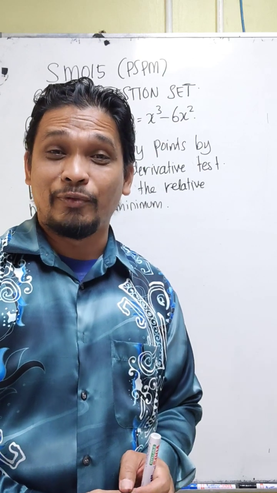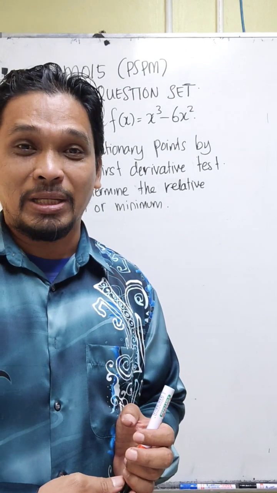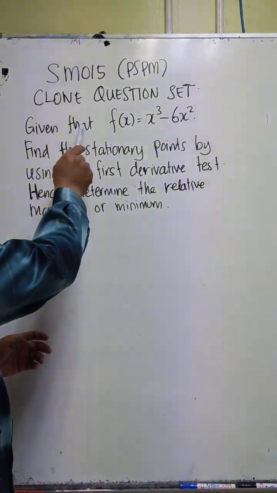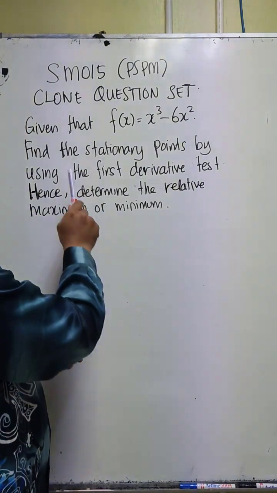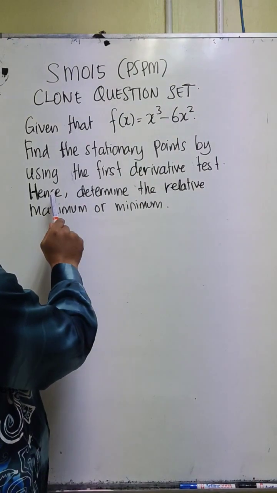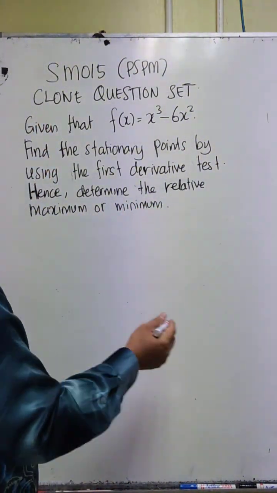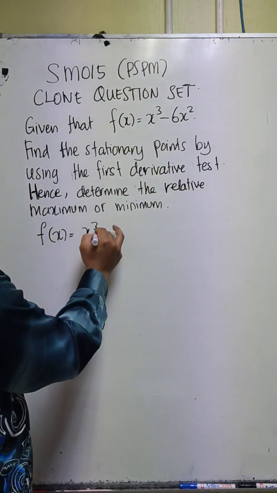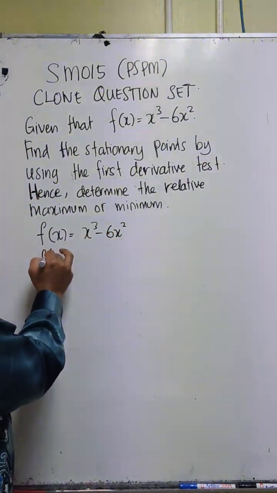Okay, today I'd like to bring all of you to one of the questions from clone PSPM set, SM015. Given that f(x) equals x cubed minus 6x squared, find the stationary points by using the first derivative test, hence determine the relative maximum or minimum. Now, given that f(x) equals x cubed minus 6x squared, first differentiate it.